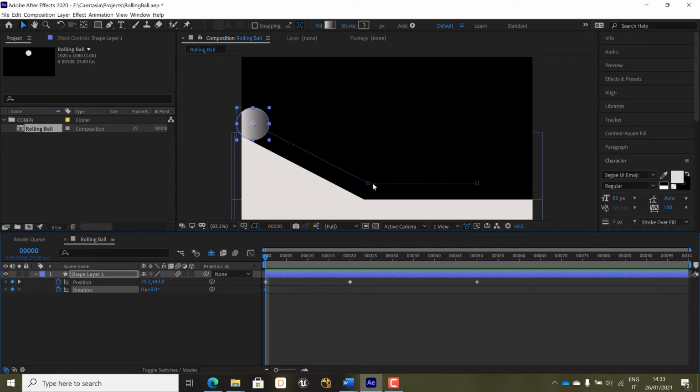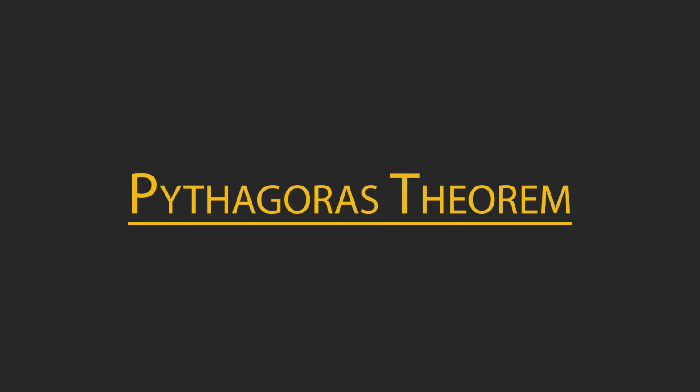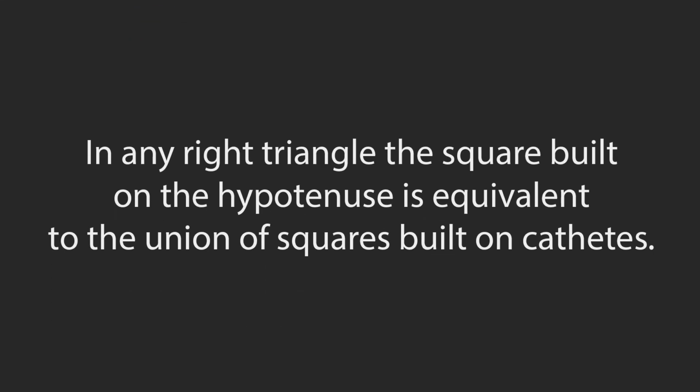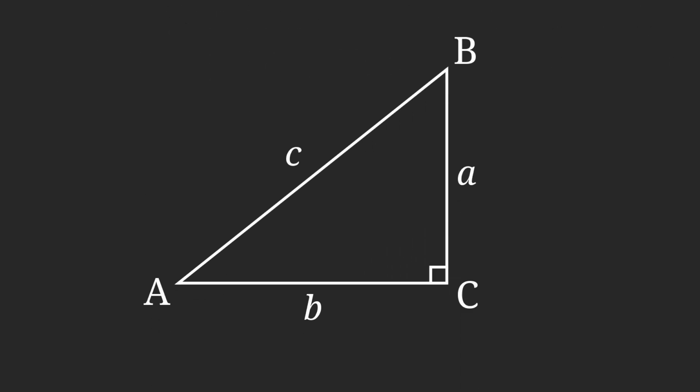To do so, we are going to reprise some basic notions of mathematics. In order to calculate the length of the slope, we can use the Pythagoras theorem. In any right triangle, the square built on the hypotenuse is equivalent to the union of squares built on the cathets. So we are going to use the x and y coordinates of our ball in order to calculate the length of the cathets and then recover our hypotenuse.